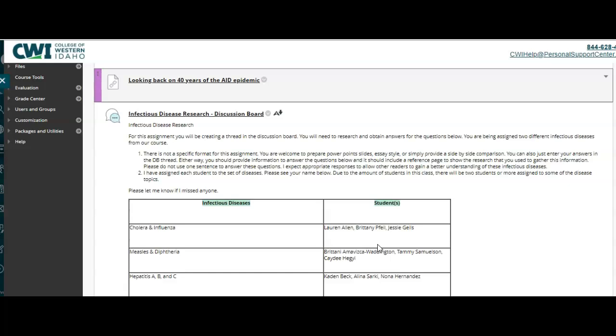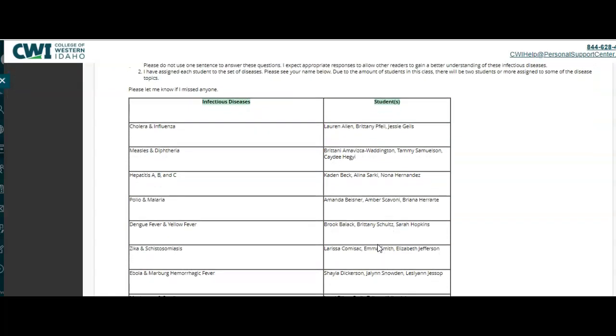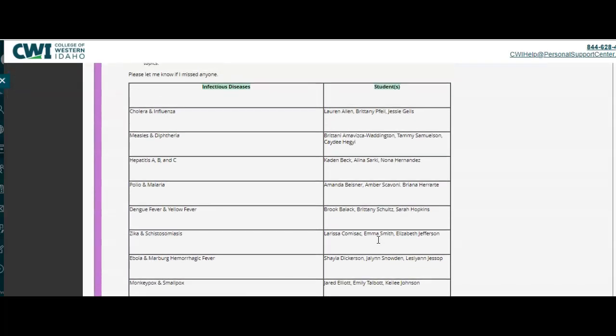There is not a specific format for this assignment. You are welcome to prepare PowerPoint slides, essay style, or simply provide a side-by-side comparison. You can enter your answers directly in the discussion board thread. Either way, you should provide information to answer the questions below, and it should include a reference page to show the research that you used to gather this information.